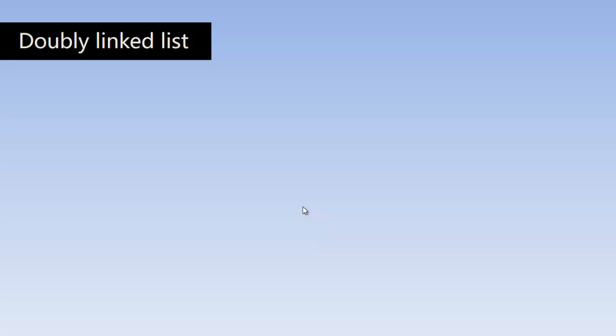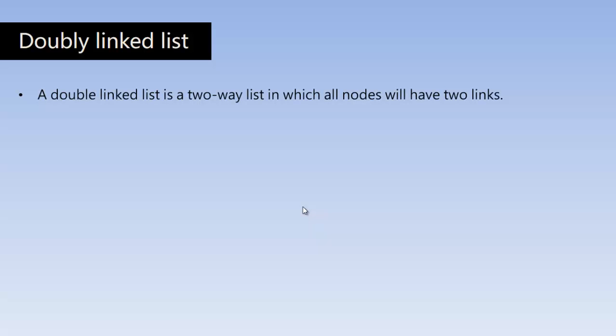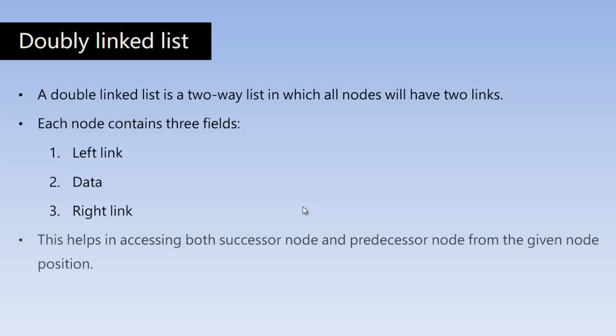We'll start today's class by understanding what the doubly linked list is. A doubly linked list is a two-way list in which all nodes will have two links. This is the same as the single linked list, but the only difference is this is a two-way list. That means each node contains three fields, one field extra than the normal linked list. The fields are left link, data and the right link. This helps in accessing both the successor node and the predecessor node from the given node position.